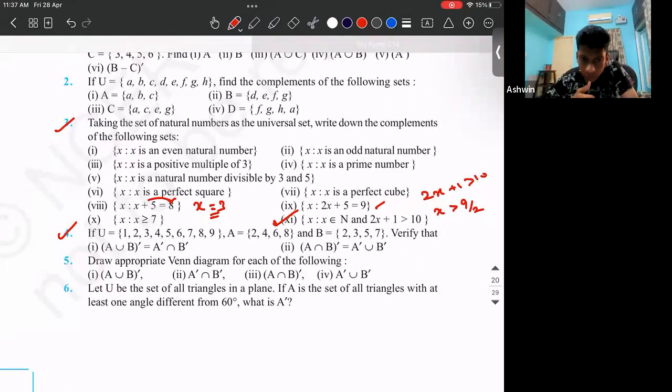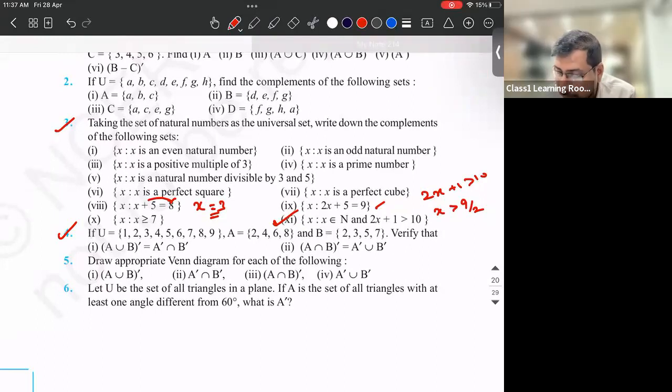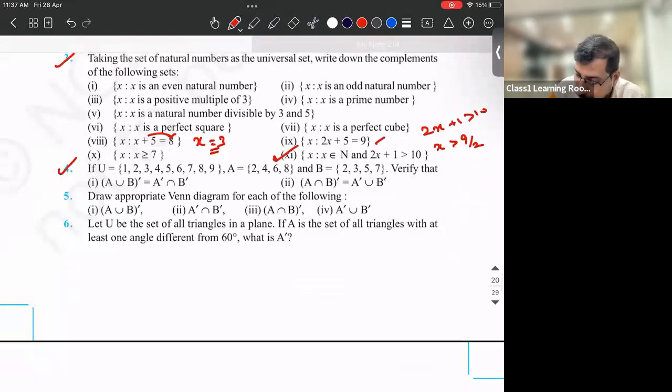Universal set is 1 to 9. A is 2, 4, 6, 8. B is 2, 3, 5, 7. Verify. So here your job is only to verify De Morgan's law. They are asking us to verify A union B, the whole complement, is equal to A complement intersection B complement. Even before you write the complement, tell me what is A union B?